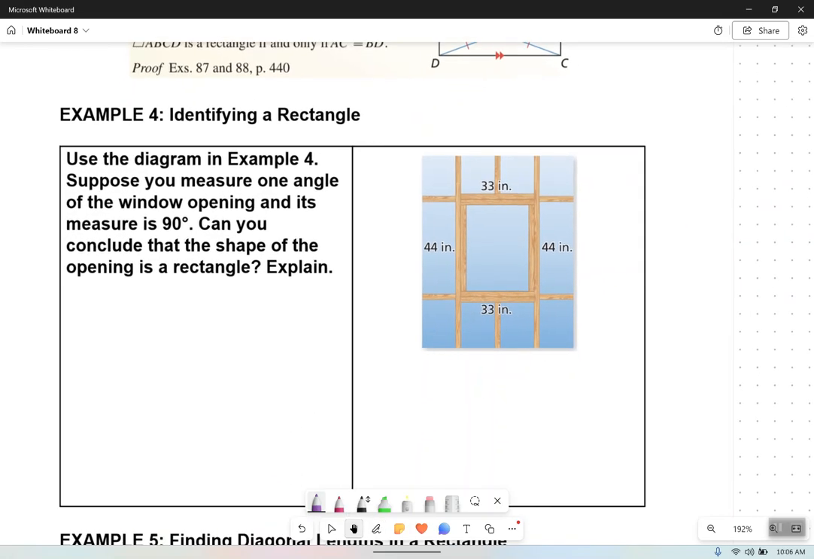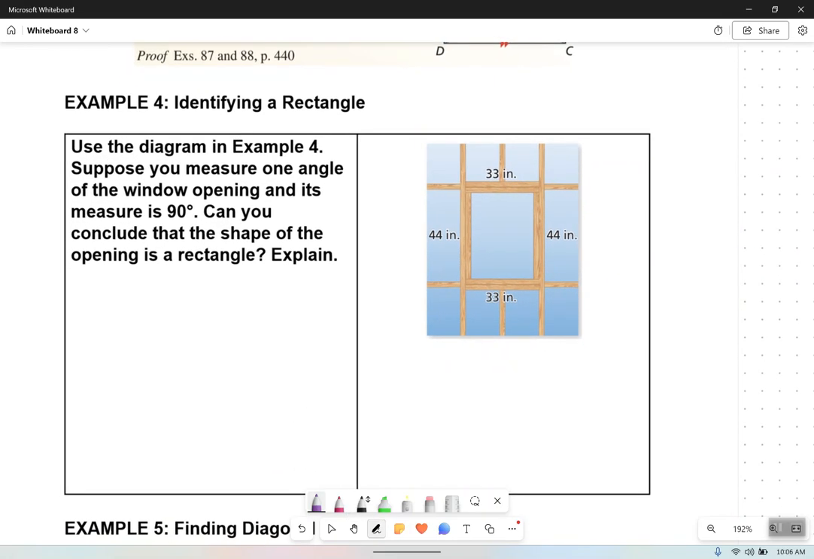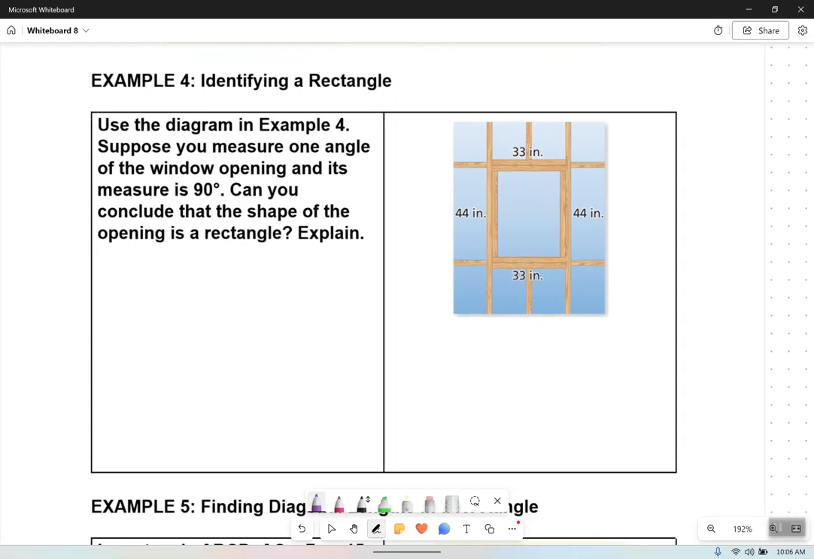Okay, so here's the deal. Suppose the diagram in example 4 is shown there. Okay, it looks like there's some framing going on. They might be putting a window in that framing. So suppose you measure one angle of the window opening, and they tell you this angle is how many degrees right here, kids? Okay. Can you conclude that the shape of the opening is a rectangle? Yes or no?